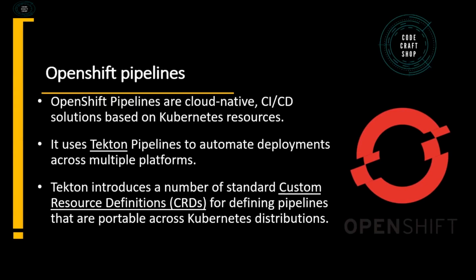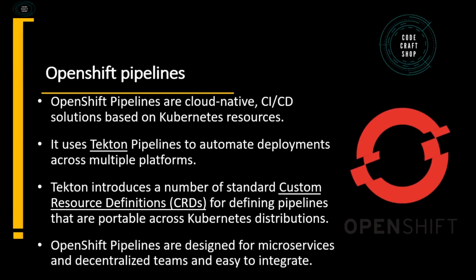What it means is we can define our pipelines and then we can import these pipelines or these resources inside any Kubernetes infrastructure. And then in the end, OpenShift pipelines are designed for microservices and decentralized teams and are easy to integrate. It means that OpenShift pipelines uses the standard CI/CD pipelines flow, and it is easy to integrate and extend with any of the Kubernetes tools, and we can also scale up the applications using these resources.